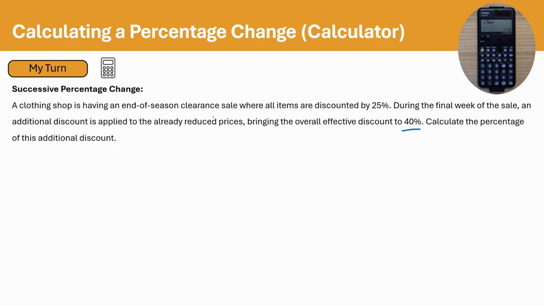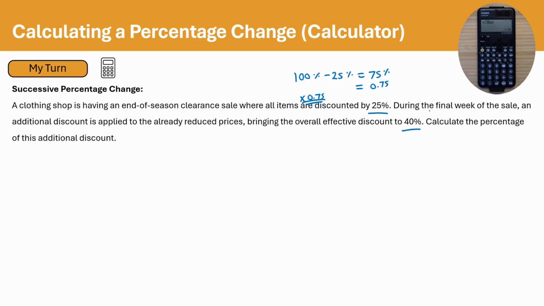So what I recommend is taking questions line by line and seeing what you can work out in each line. A clothing shop is having an end of season clearance sale where all the items are discounted by 25%. Well, what I can do is I can work out the multiplier for a 25% discount. We start with 100%. We've lost 25%, which is equal to 75%. Turn that into a multiplier by dividing by 100, it's 0.75. So that's my discount of 25%. I'd have multiplied my items by 0.75.